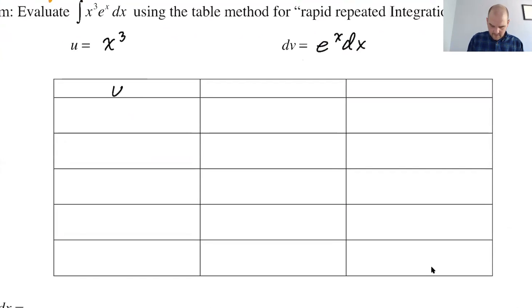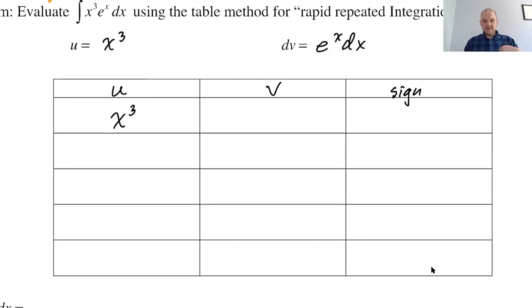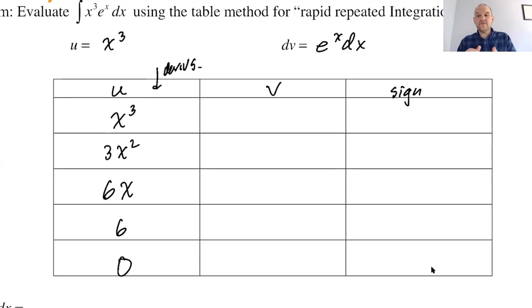So here's u, here's v, not dv, and then here we're gonna put the sign. Okay, so I'm gonna start with x cubed, and then you go derivatives down here. So we're gonna take derivatives: 3x squared, 6x, 6, and then 0. If the derivatives of u go to 0 eventually, this method is guaranteed to work for you.